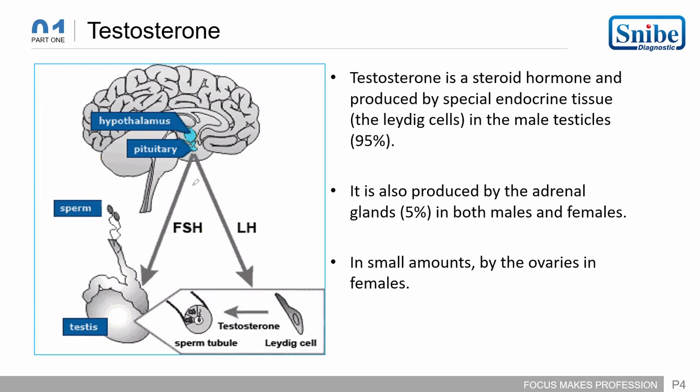and these male testicles release testosterone, with the sperm produced in the seminiferous tubules. It is also produced by the adrenal glands, which lie on the kidneys, in both male and female, but the percentage is just 5%. A small amount is also produced by the ovaries in females as well. So this is about the production or biosynthesis of testosterone from different organs.